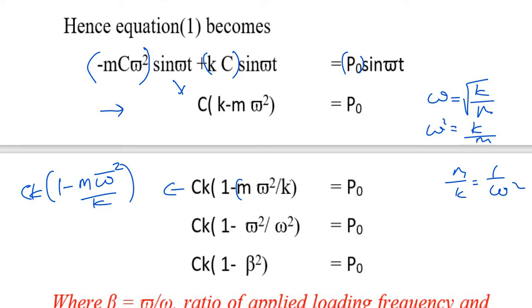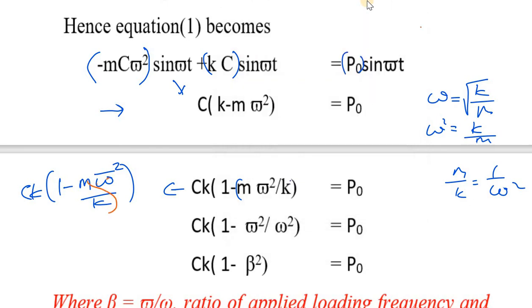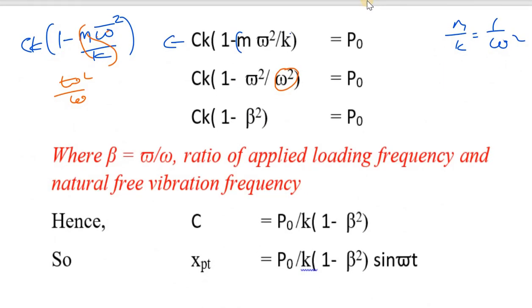So instead of m by k, I am substituting 1 by omega square. And what is omega dash by omega? It is a new term that I am introducing, that is beta. Beta is the ratio of the applied loading frequency to the natural frequency. The natural frequency is root of k by m, and omega dash is the applied frequency.